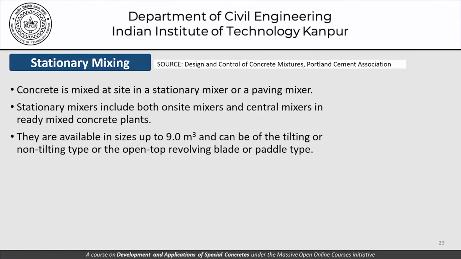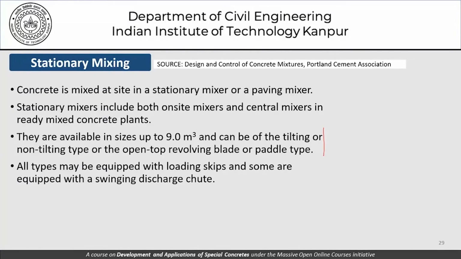The best way to learn about these different types of mixers would be to actually visit some of the batching plants or try to watch some of the movies relating to these construction equipments. All types of these mixers may be equipped with loading skips, and some are equipped with a swinging discharge chute.